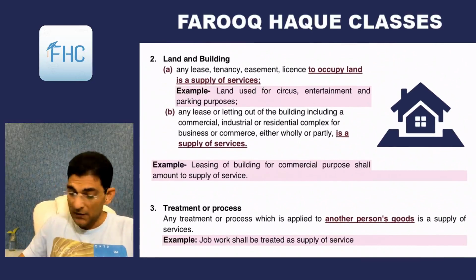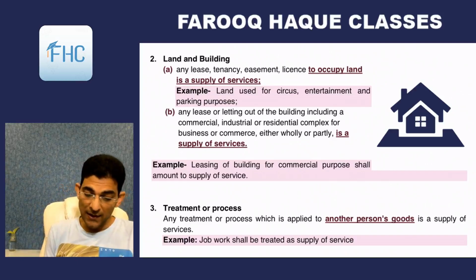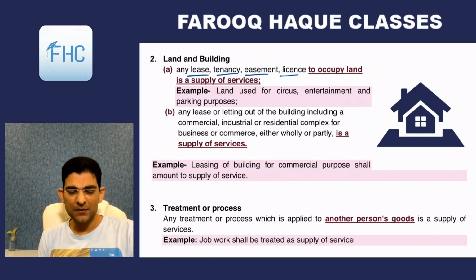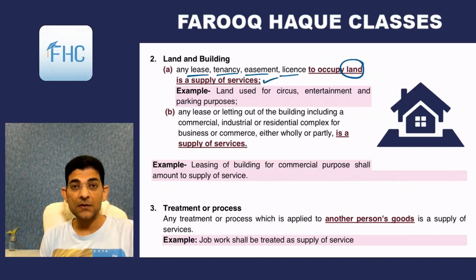Second point says land and building. Second point is specifically related to land and building. It says any lease, tenancy, easement, license, different words are there, but they all mean rental, different kinds of rentals. Like lease is a long-term thing, tenancy we normally call tenant, easement, license, leave and license agreement, to occupy land. First point is regarding land, is supply of service.